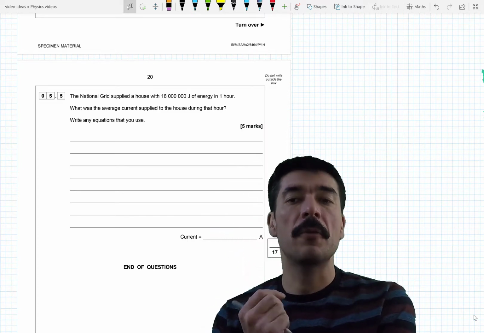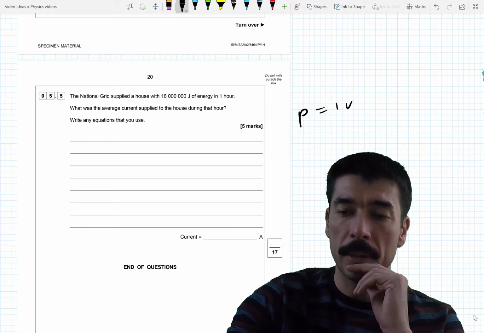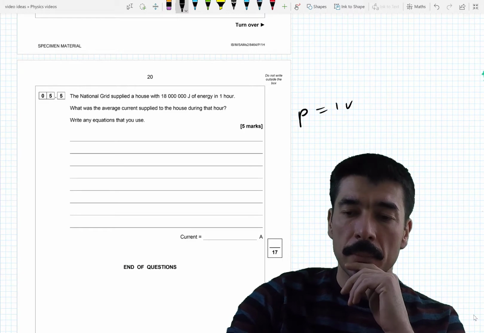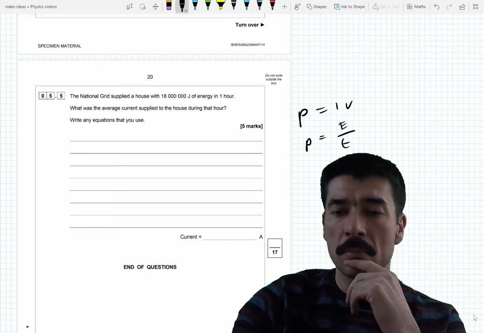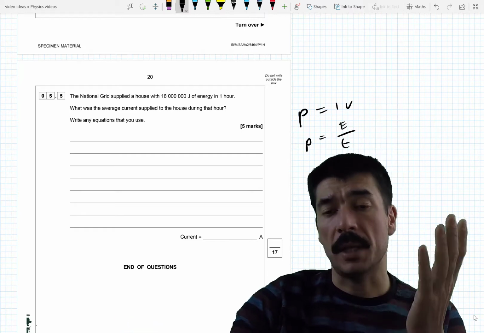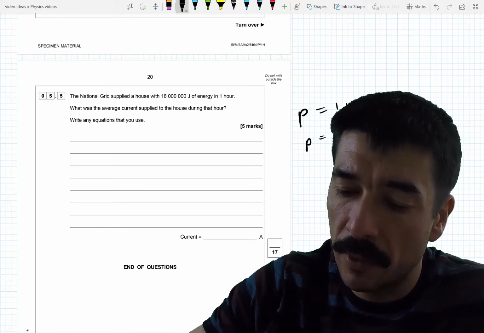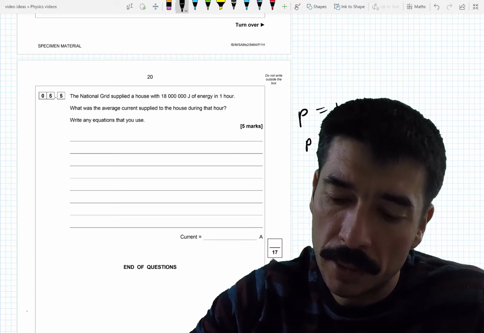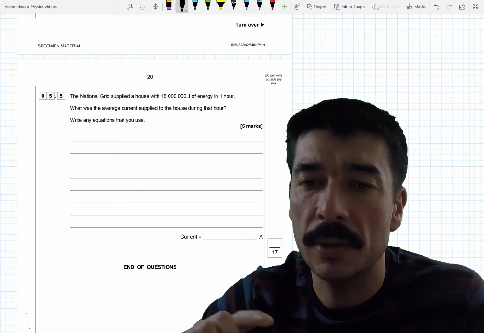So I'm going to just think, what are the formulas that might be useful? Well, definitely the power equation, power equals current times voltage, that might be useful. Power is equal to energy divided by time as well. Right, I think that's actually enough. Something else I'll need to know: I'll need to know the voltage in the UK. The voltage in the UK is 230 volts. Used to be 240, it's 230 now.